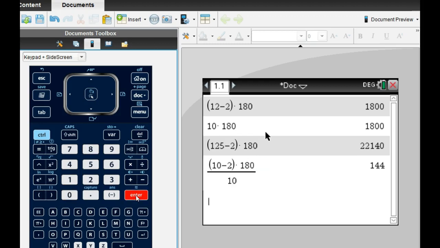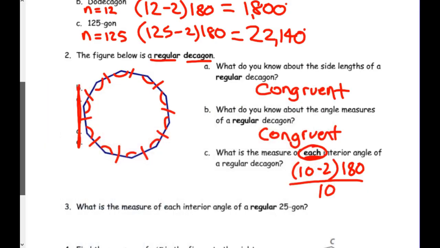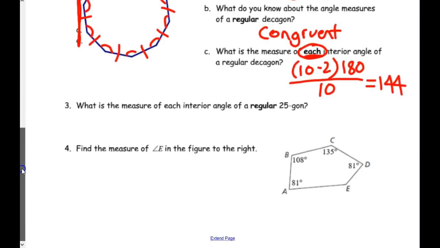144. She did. Very good. Proud. Cooking. All right, so 144. We're sizzling. We're in the skillet sizzling. So that means all 10 angles are going to be 144 degrees, and they're going to add up to 1,440 sum total, okay? Now, we're going to use that on number 3.